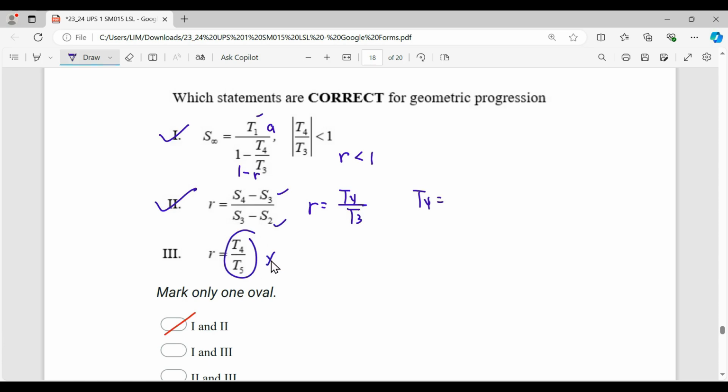So r, this is wrong. Suppose the term at the back divided by the term before that, so T5 over T4. Therefore, here is our option 1 and 2.